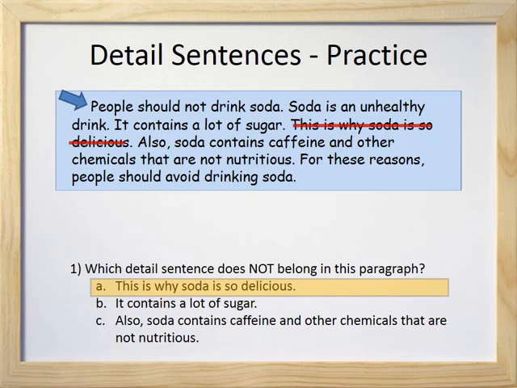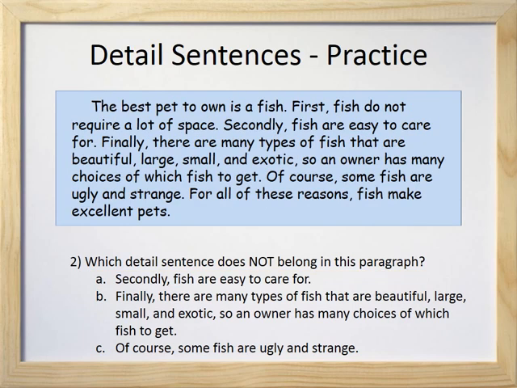Sentences B and C both do give reasons that people shouldn't drink soda. So those sentences belong in the paragraph. A does not belong. Question 2. Which detailed sentence does not belong in this paragraph? The answer is C. Of course, some fish are ugly and strange.